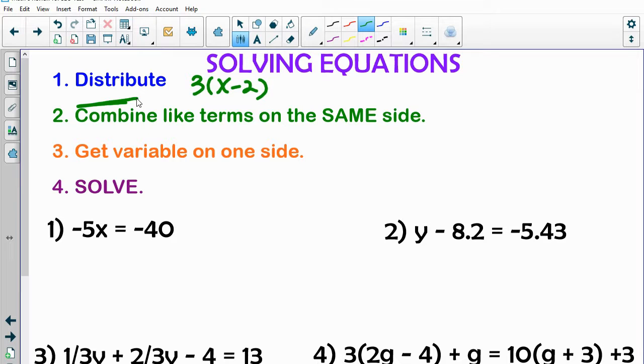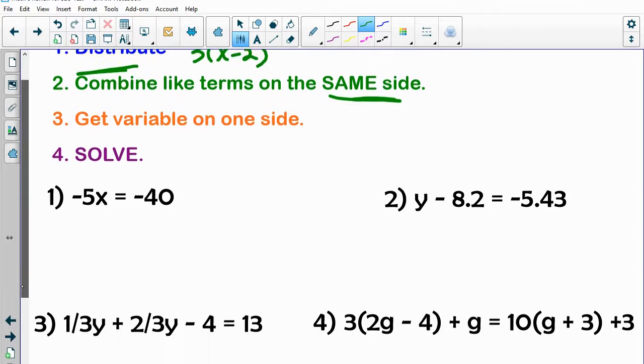Then we look on each side. If there's some like terms on the left, get them together. If there's some on the right, get them together. Look on the same side. And then if we still have variables on both sides, we've got to move them to one side, do the opposite if you go from one side of the equation to the other, and then we solve. So we can deal with all kinds of equations.